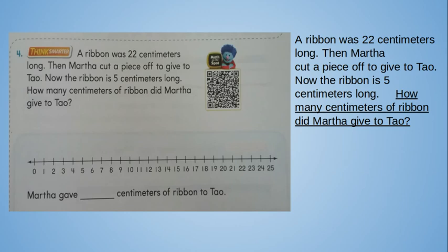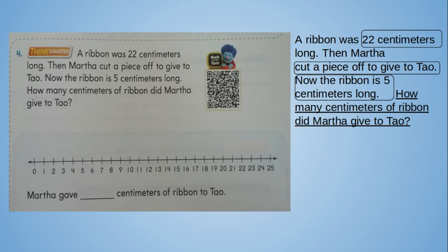All right, let's look at our key information since we've already underlined the question. Remember, we're trying to find how many centimeters of ribbon Martha gave to Tao. We know that this ribbon started off as 22 centimeters. We know that Martha cut off a piece to Tao, but we don't know how long it is. That's what we're trying to find out. We know that after she cut it off, the ribbon is only 5 centimeters long now. So I have a lot of key information to box up in this problem.